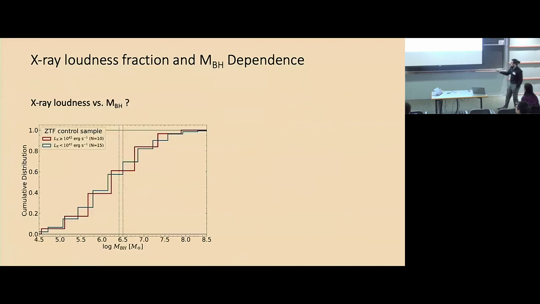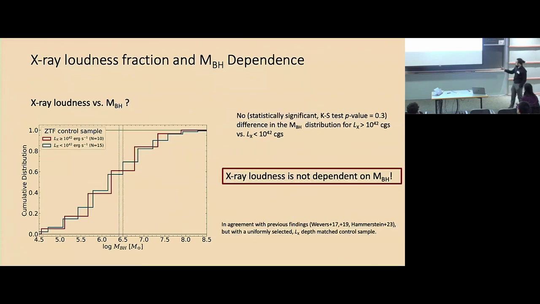So another thing with this uniformly selected sample, we can ask if the X-ray loudness is dependent on the black hole mass. Here I show the cumulative distribution of the black hole mass for these two subsamples, and you see that there's no difference. Basically, there's no statistically significant difference in the black hole mass distribution for the sources, so the X-ray loudness in optically selected TDEs is not dependent on black hole mass. This is in agreement with previous findings, but here we have a control with a uniformly selected sample.